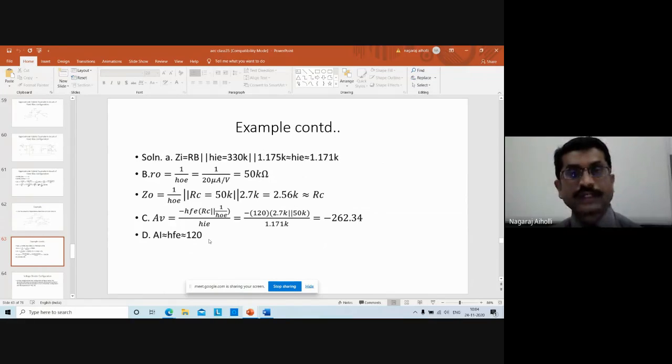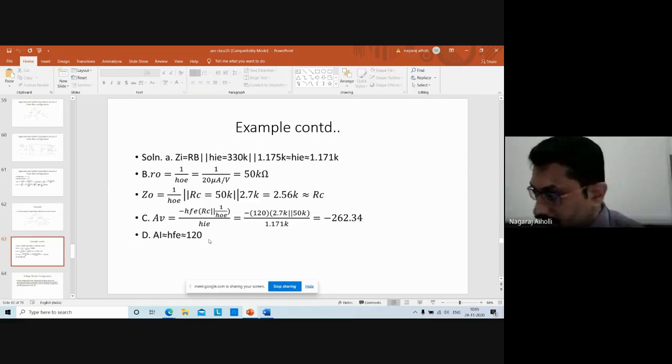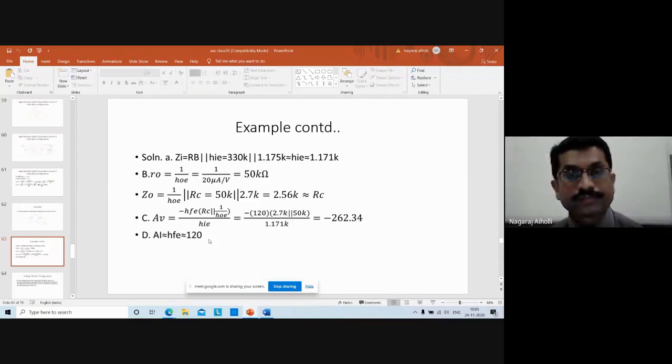Is this example understood here? Yes. Sai Prakash? Yes, sir. Understood this example? Yes, sir. Okay, great.